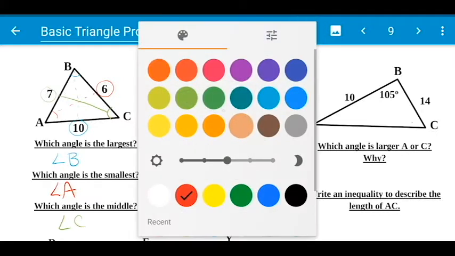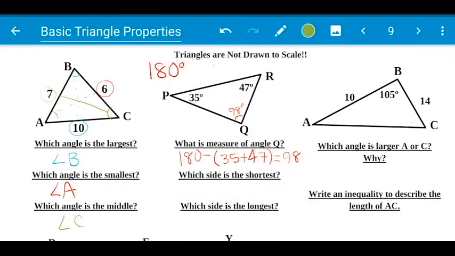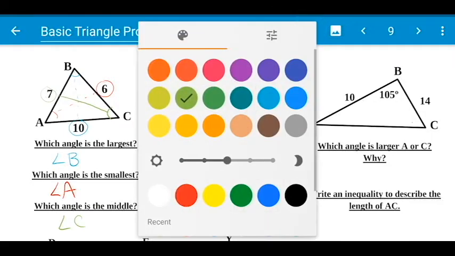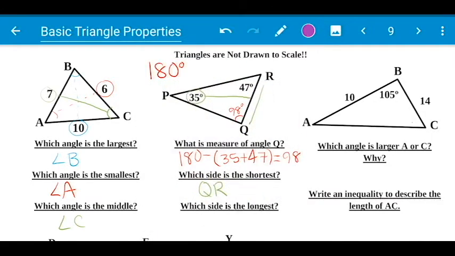Now we can analyze this triangle. So which one is our shortest side of our triangle? Well, we don't know the side lengths, but we do know that the angle 35 is our smallest angle. So this side right here, QR, is going to be our shortest side. Now the opposite goes for our longest. So now for our longest, we're going to look at our largest angle. Well, we had 35 and 47, but we already found that Q was actually 98. So our largest angle in this one was 98. So because 98 is our largest angle, we have PR as our longest side. So we're going to write PR.